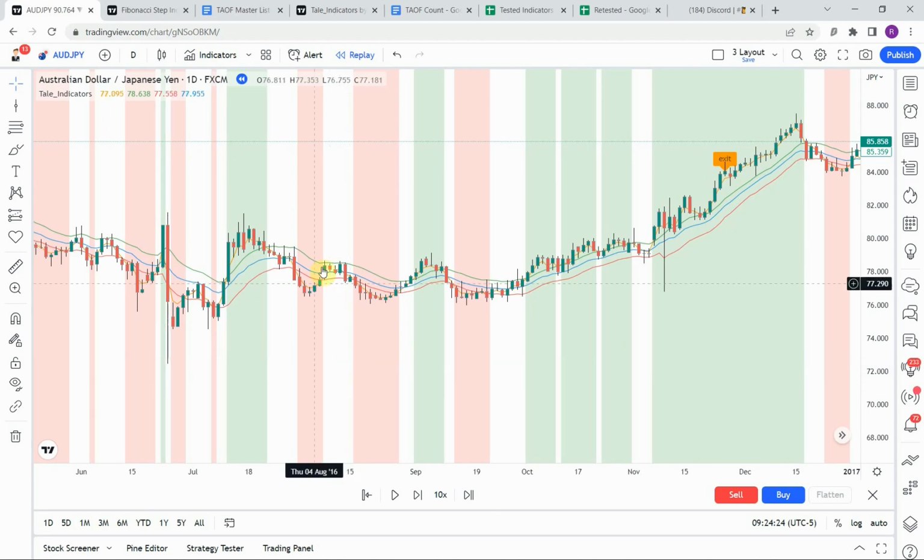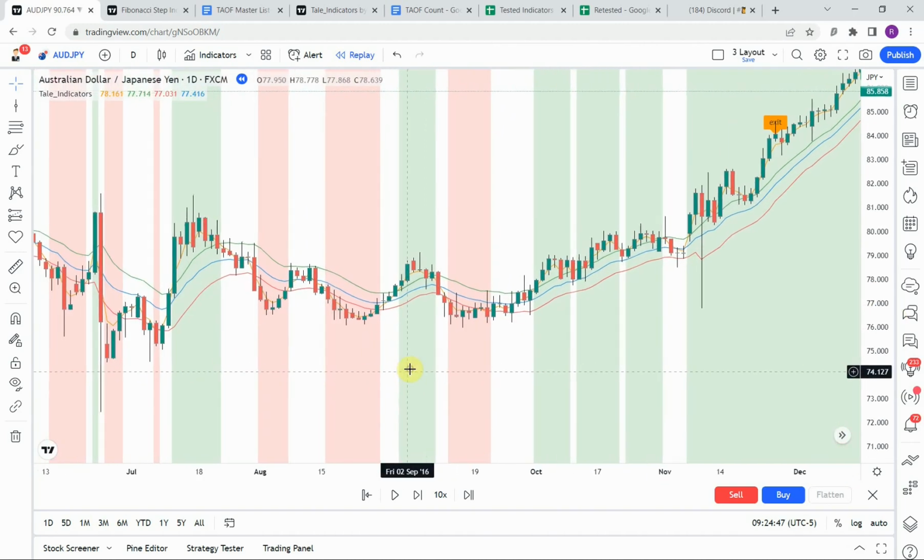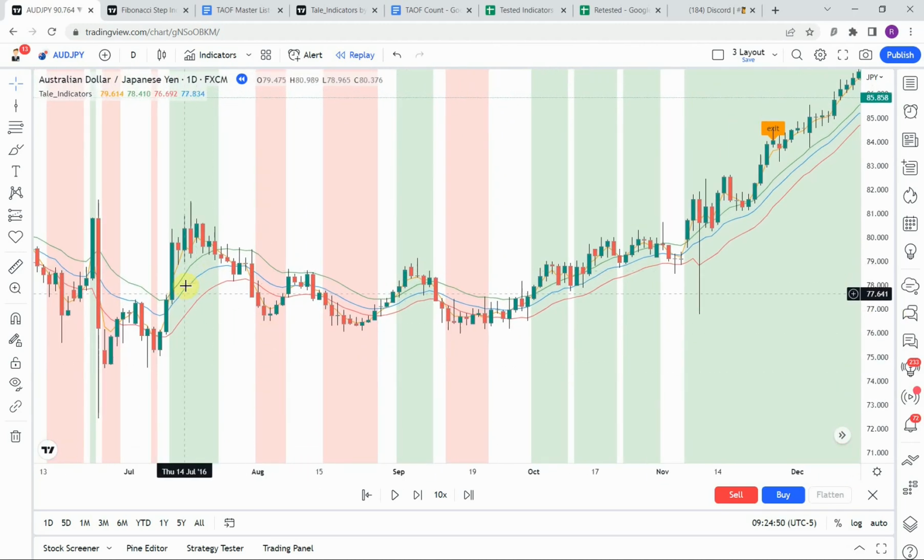The way we tested this in the original video was pretty simple. When we got this coloration in the background, we would go either long or short. When we would get the red coloration, that is a signal to go short. When we got the green coloration, that is a signal to go long. It's a pretty simple setup. You can see that basically this indicator is a channel indicator. It's a little challenging to see, but you can see the channel here.